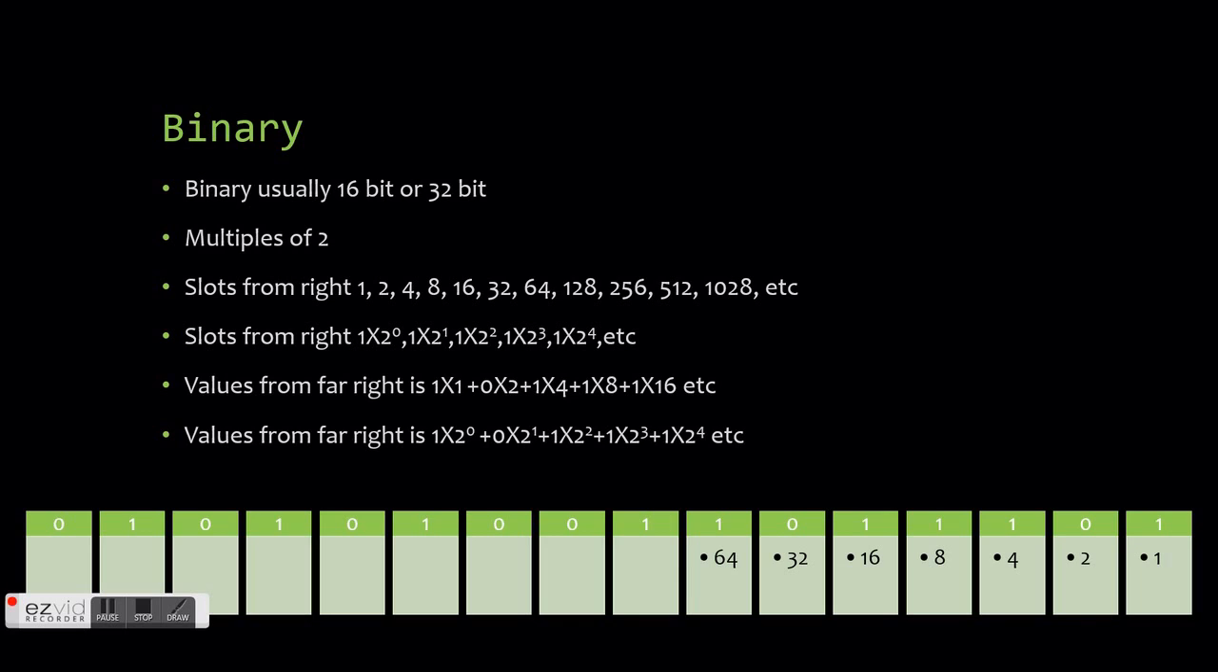From the right, the slots begin with 1 and are multiples of 2: 1, 2, 4, 8, 16, 32, 64, 128, 256, and so on. The slots from the right can also be thought of in terms of powers. 1 times 2 to the power of 0 is 1. 1 times 2 to the power of 1 is 2. 1 times 2 to the power of 2 is 4.